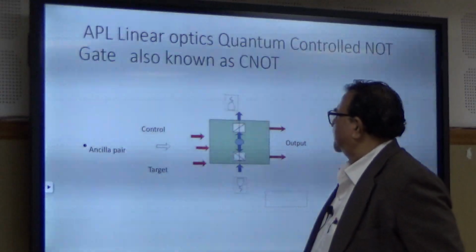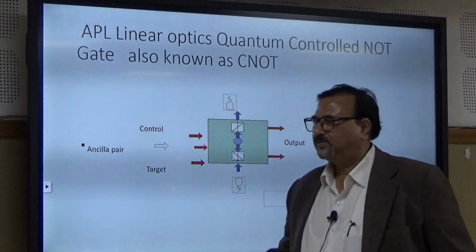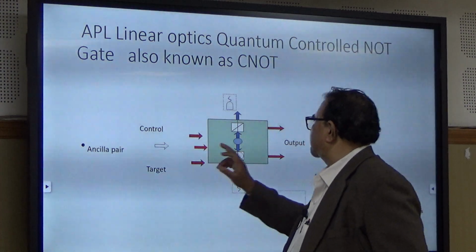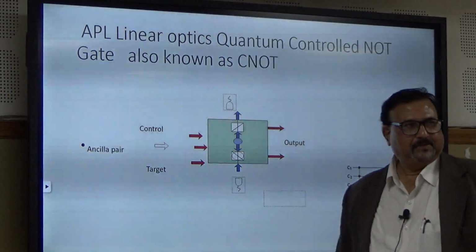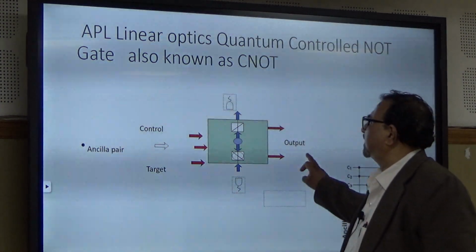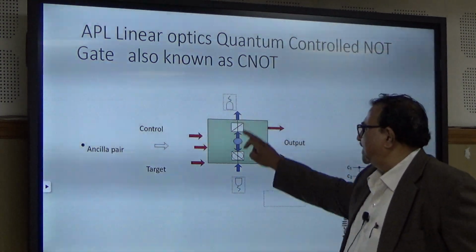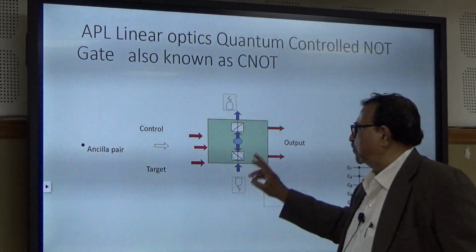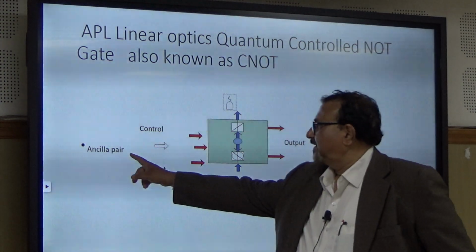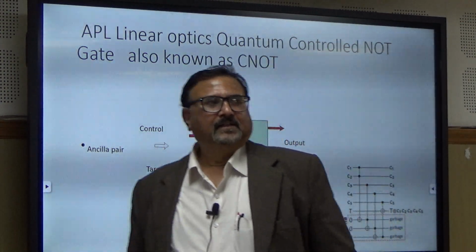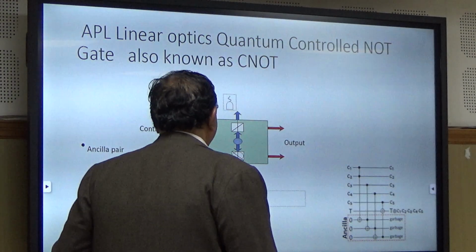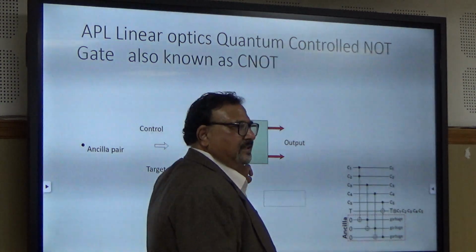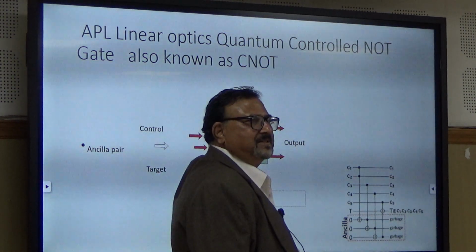So you see, this is a two input. One is called the control, the other one is the target. It is passing through a black box. I will tell you how this black box works. And this is the output. And these are the two detectors, 1 and 2. In between there is an ancilla pair. This is nothing but a pair of generated photons. So what is happening when the light is coming from the target? You can see what this is.